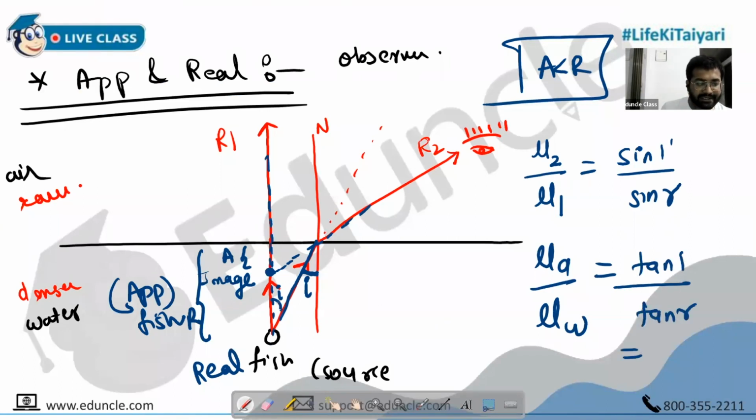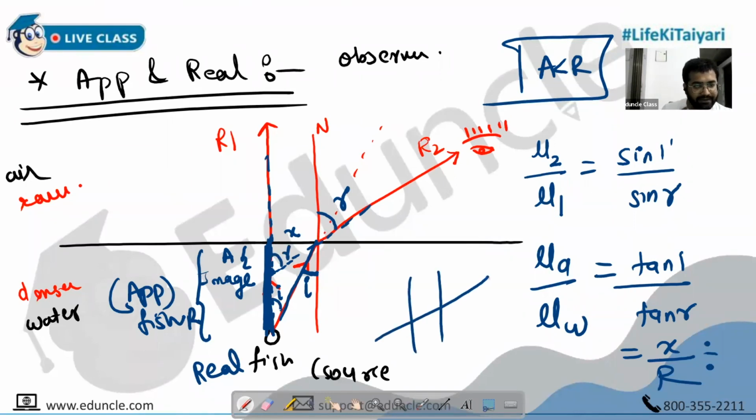Now tell me one thing, what is tan I in this triangle? Opposite upon adjacent. So opposite is, let's say, x. What is adjacent? Adjacent is the real depth. Any doubts? So opposite upon adjacent, which is x upon real depth, divided by tan R, people. Now listen, this is a refracted angle. So even this will be the refracted angle, the corresponding angle now. Two parallel lines, one transversal. If this is R, then this is also R. Corresponding angles.